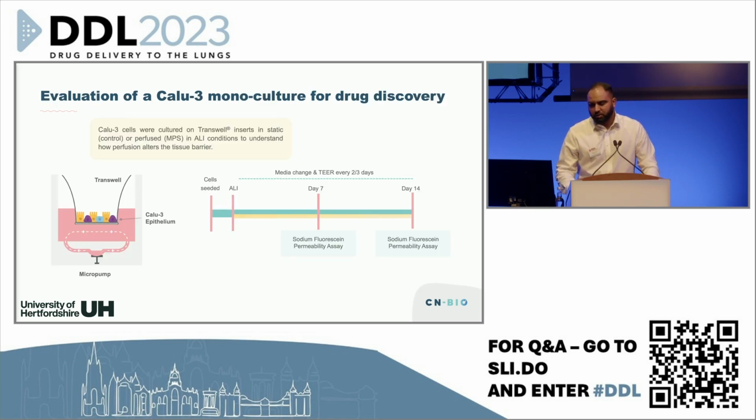How that was done was growing the Calu-3 cells on this transwell with the perfusion and without the perfusion. The cells were seeded and then raised to ALI after 48 hours, and then cultured for 14 days in the perfused system. At day 7 and day 14, permeability of the barrier was evaluated using a sodium fluorescein permeability assay. Throughout the culture, we also assessed the barrier function using TEER measurements.